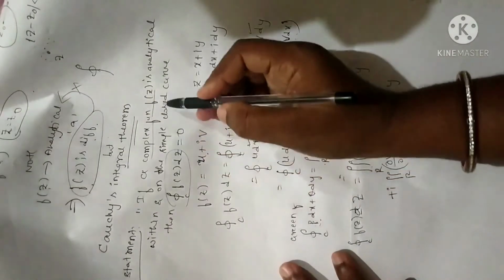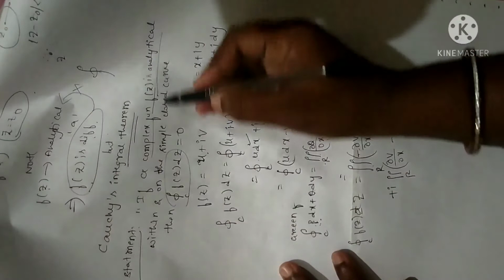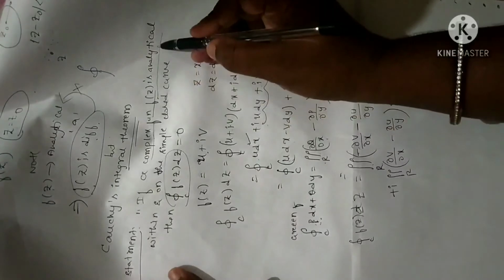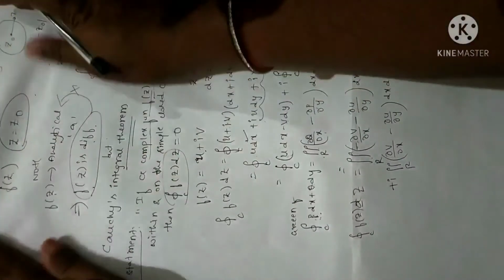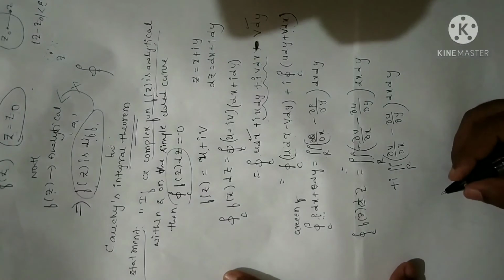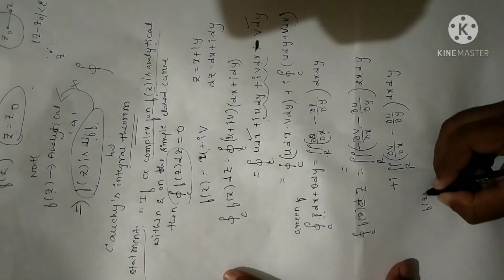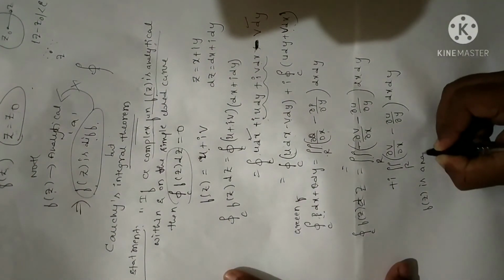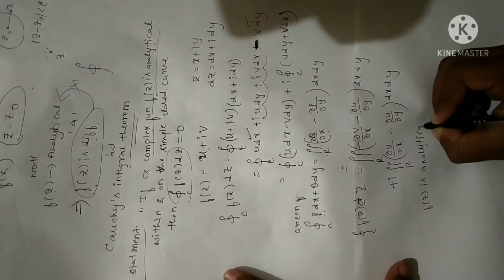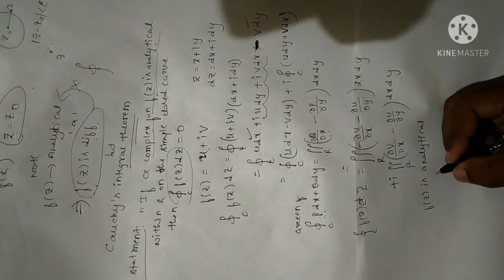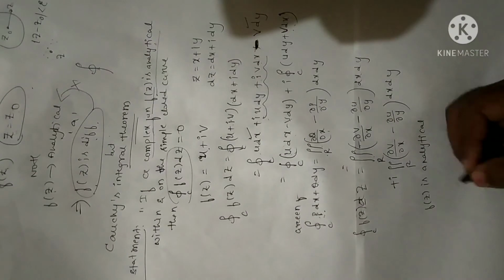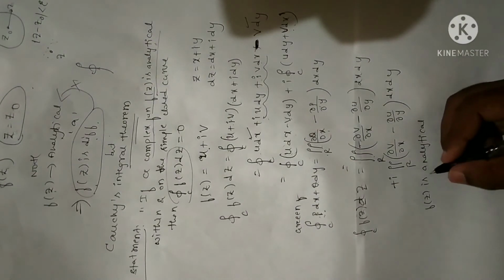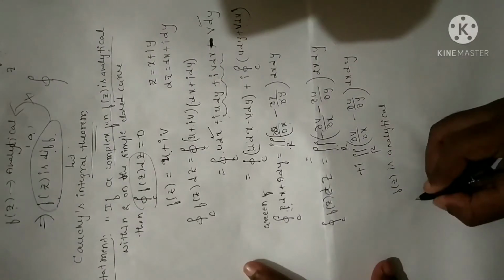Because it is given in the theorem itself. If a complex function f of z is analytical, so function f of z is analytical, it is given in a theorem statement itself. Let me write f of z is analytical, it is given in the statement. So remember, if a function is analytical, we can apply Cauchy-Riemann equation. Just now I have explained the basics. So what does the Cauchy-Riemann equation say?